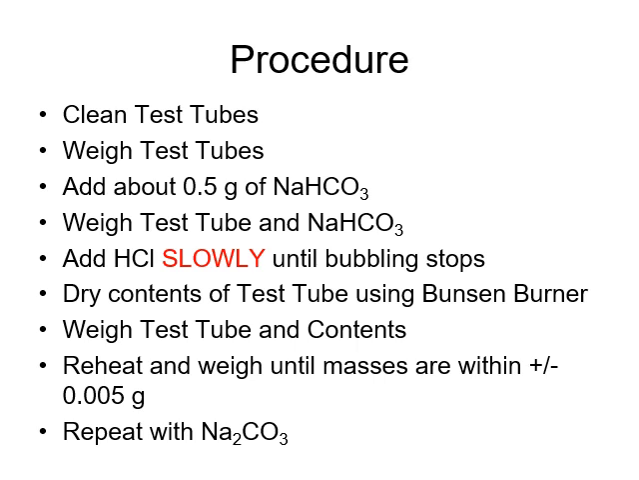actual yield. We're going to reheat and weigh until the masses are within 0.005 grams. This allows us to know that we have completely dried the test tube, and after it is completely dried, that is what we use in order to determine the actual yield. We're then going to repeat this experiment and the same procedure using sodium carbonate.